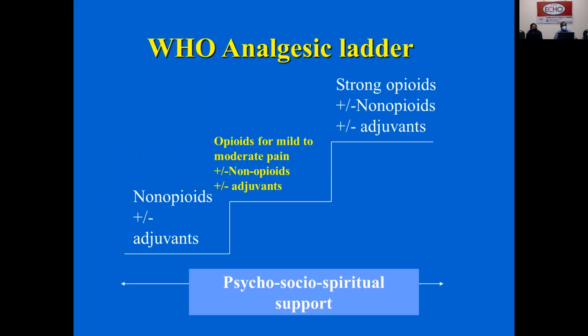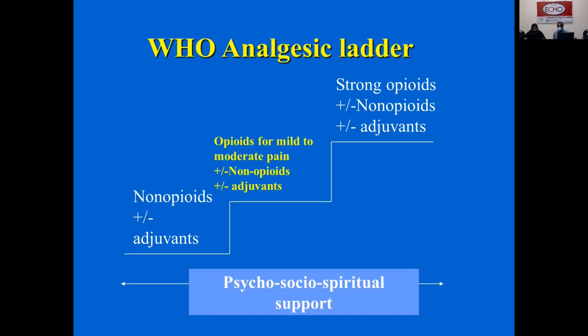So this WHO analgesic ladder was put forward by WHO in 1986, and that was for standardizing the cancer pain treatment. But now this pain ladder is used for treating all types of pain. And you can see it is 3 steps. The first step is for treating mild pain. Second step is for treating moderate pain. And third step is for treating severe pain. In the first step, you can see there are 2 drugs, non-opioid plus or minus adjuvants.